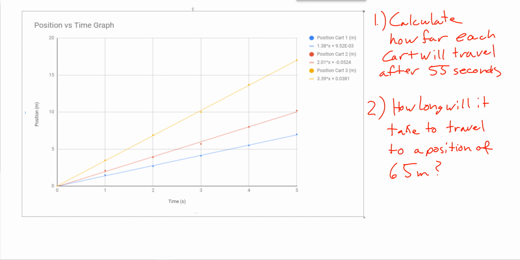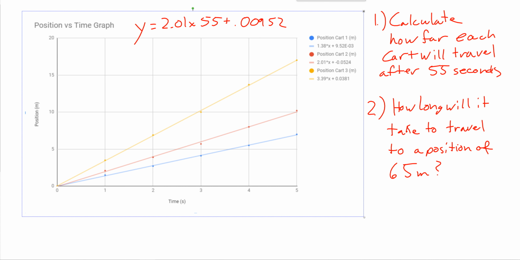Okay, so obviously for question number 1, the calculation's the same for all 3 carts. You just plug in the different slopes and the different y-intercepts. For each one in question number 1, we are looking for y. So for cart number 1, actually we'll do cart number 2 because it's red. Cart number 2, we're going to go 2.01 times 55 plus 0.00952.